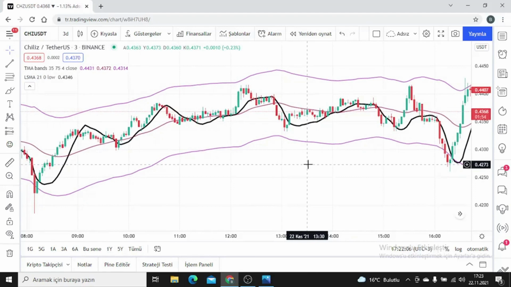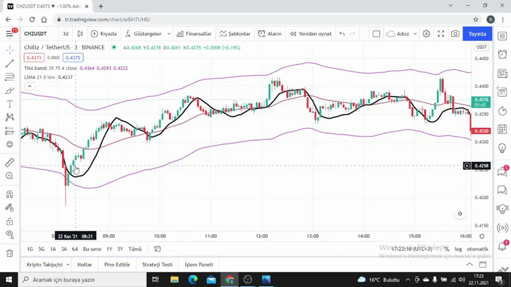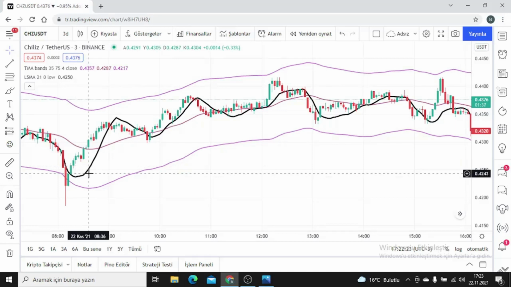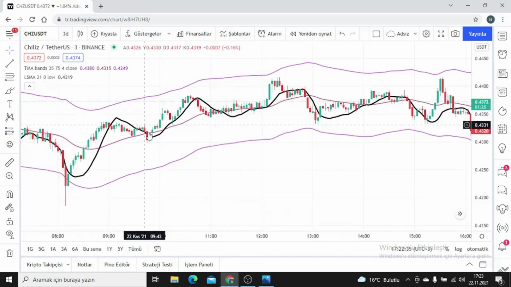Now why did we open TMA and LSMA here? I will try to explain their reasons to you. As you know, when prices rise above the moving average, we predict that prices will rise. But since this is a scalping transaction, we do not have a chance to wait here. We cannot trade here in the very long term. That's why I opened the TMA bands.